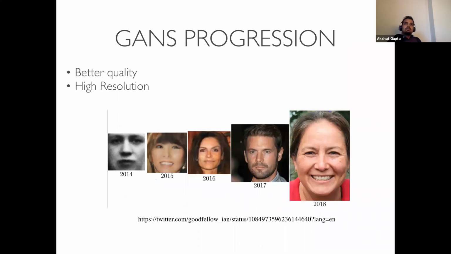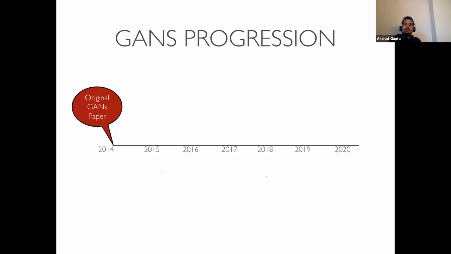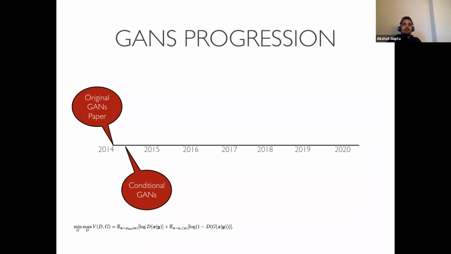So this is what's been going on in GANs. The image quality has over the years gotten better, and let's see how that happened. The original GANs paper came out in 2014. A paper that followed very soon was the conditional GANs paper. It was roughly the same people working on the conditional GANs paper as the original paper.